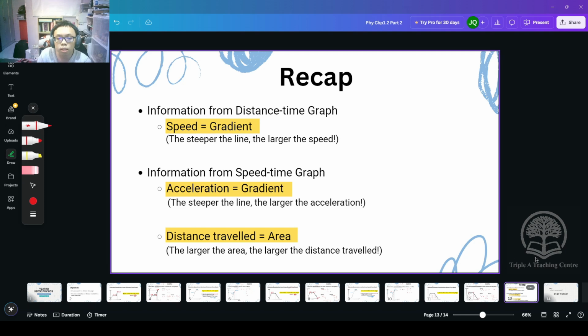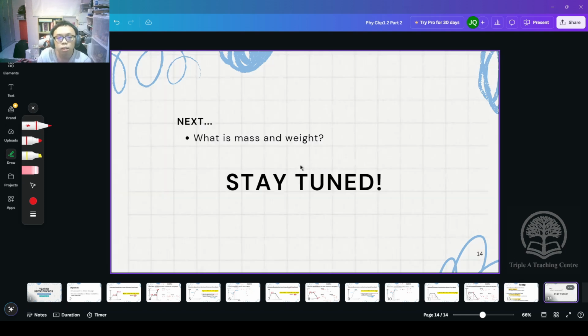This is today's lesson. So next lesson, we will learn what is mass and weight. So stay tuned for the next lesson.